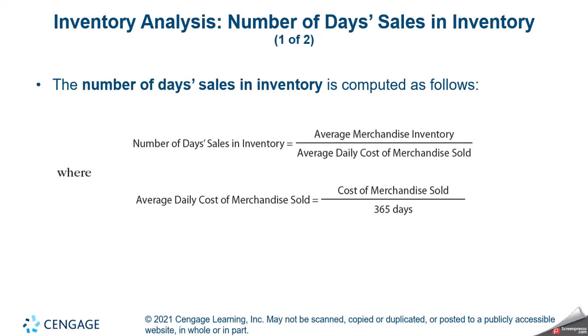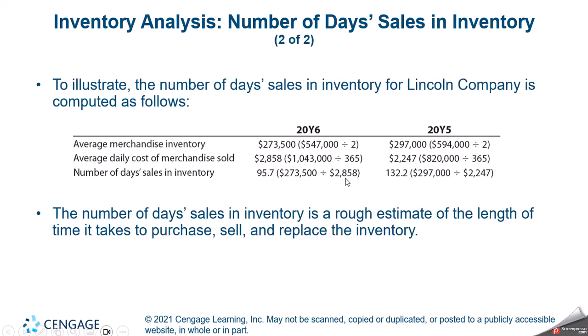But again, I like to see this second one almost more than the times, because this puts it into days. So then our average merchandise inventory divided by our average daily cost of goods sold. Our average inventory, again, is that beginning plus the ending divided by 2. Now we take our cost of goods sold divided by 365 to get an average, and then divide those two. So then now it's saying, okay, 95 days or 132 days.